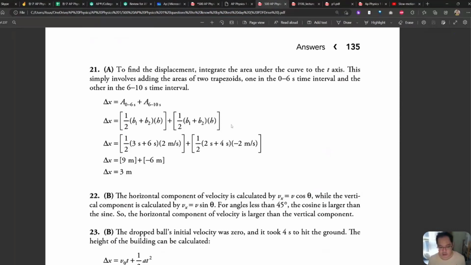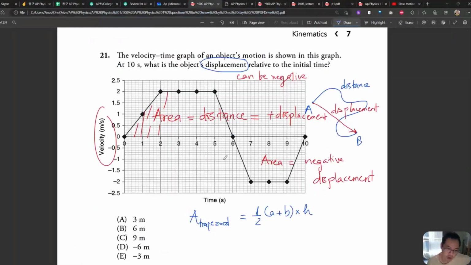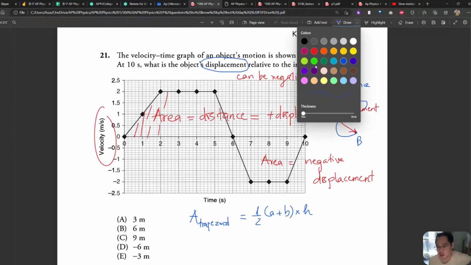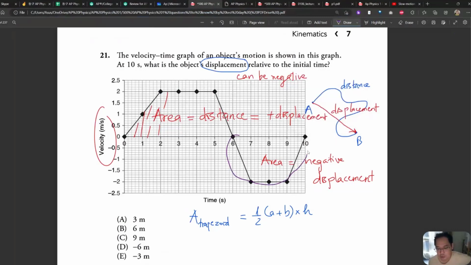But the thing here, it has a negative speed, making -2, implying it's a negative displacement. Below the horizontal axis is negative. Because the velocity in this part of the graph, the part below the axis, the velocities are less than zero, negative velocity. Therefore the displacement is also negative.